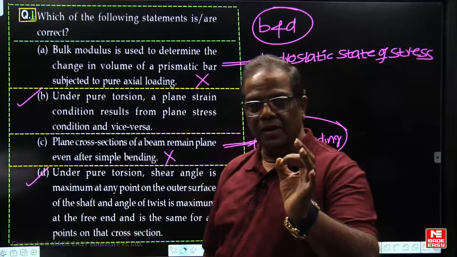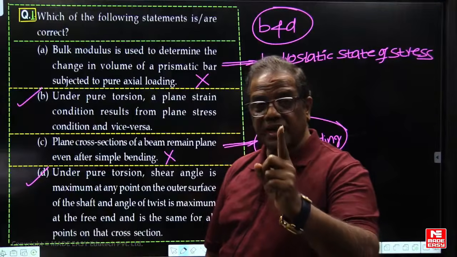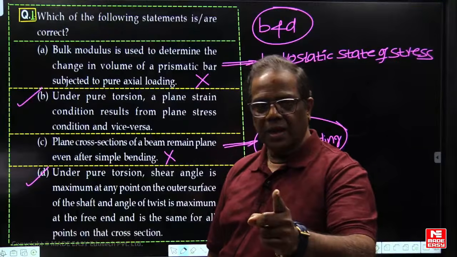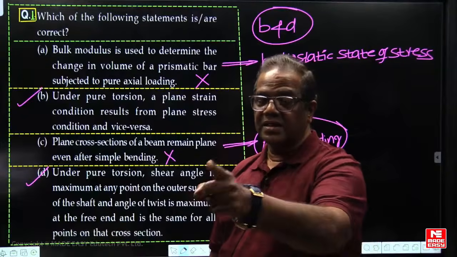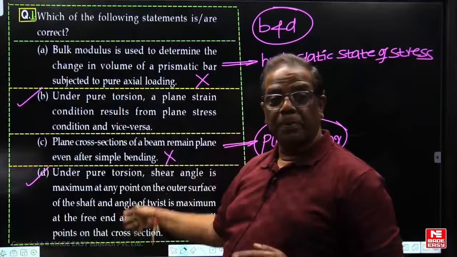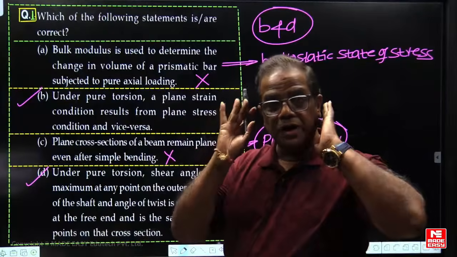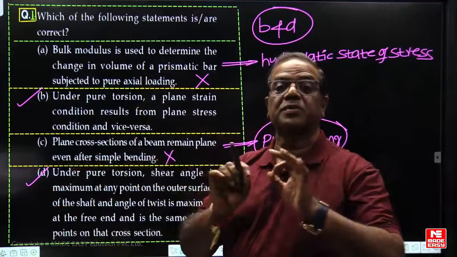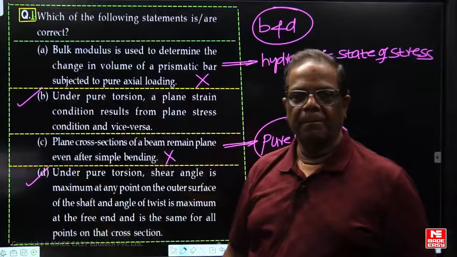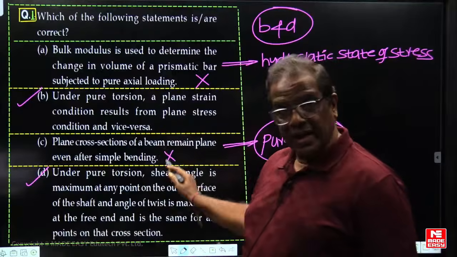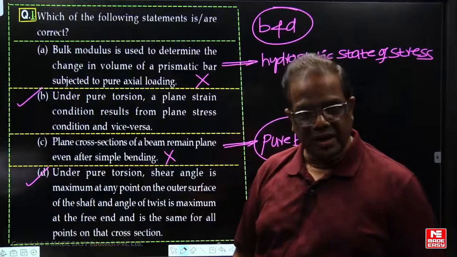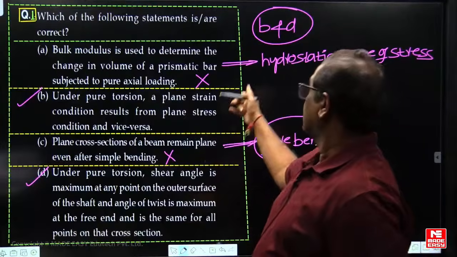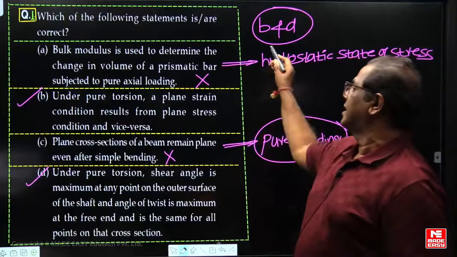So that's why I'm telling you: go through the statements properly. Listen carefully, read the question carefully. Then use your concept and try to select the correct answer. Those who have given the incorrect answer, try to identify where you made the mistake. So the answer for the question is B and D.